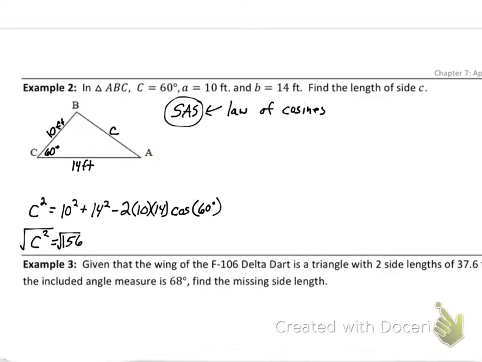So we're going to end up with c. I put about 12.5 feet or somewhere about there. Just be careful when you're plugging these in your calculator. If you have a graphing calculator, which you should all have, that'll make it easier for this, especially if you're borrowing mine.